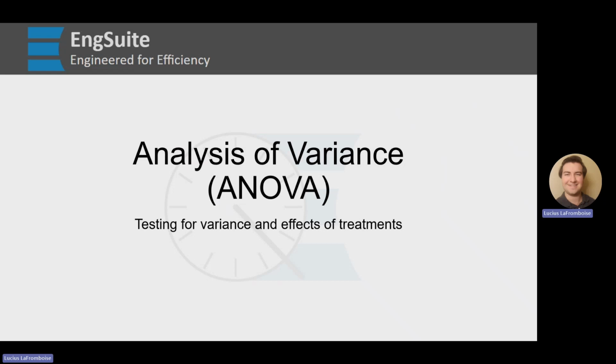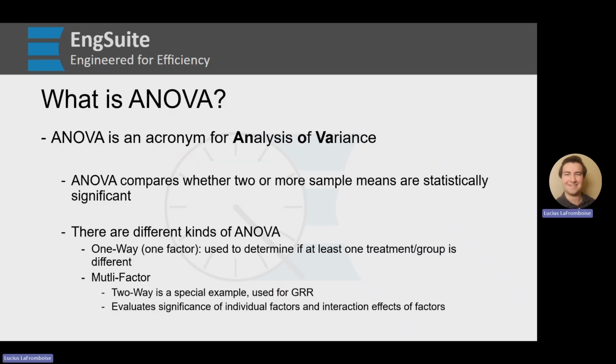Analysis of variance, or ANOVA. ANOVA is really one of the foundations of engineering, and we're about to learn why. ANOVA is an acronym, and it stands for Analysis of Variance. ANOVAs compare whether two or more sample means are statistically significant.